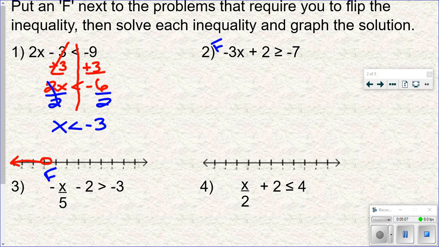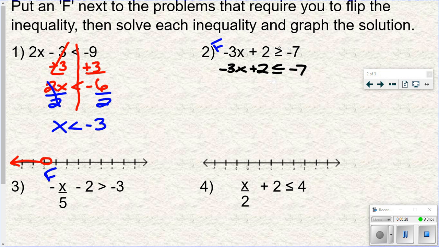All right, so let's go into 2. I put an F next to this because the variable is being multiplied by a negative number. So before I start, I'm going to just go ahead and rewrite this. -3x plus 2, and I'm going to flip this. That's what the F stood for. So instead of greater than or equal to, it's less than or equal to -7.